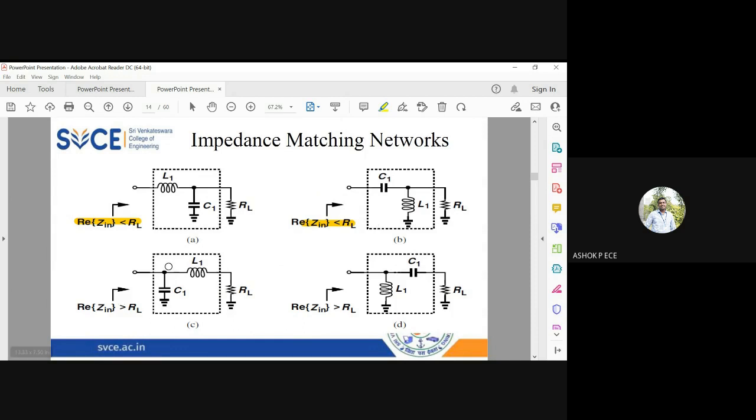But here you see I have C1 in shunt and L1 in series, so series with the load. Okay, so the load value will be less, or I can say the input impedance is large: Zin greater than RL. In the same way here, L1 in shunt and C1 in series, so I can say the load value is less, or the input impedance value is going to be large.